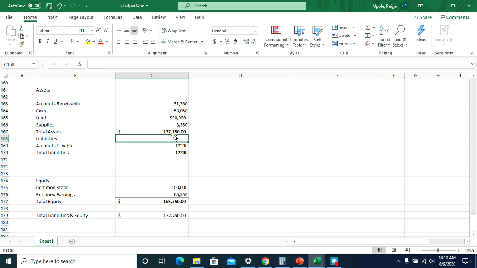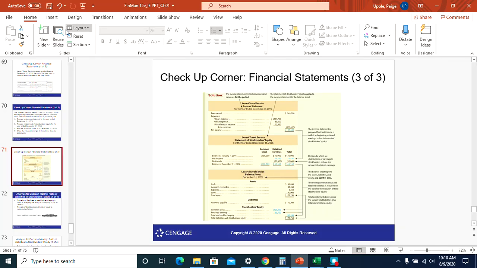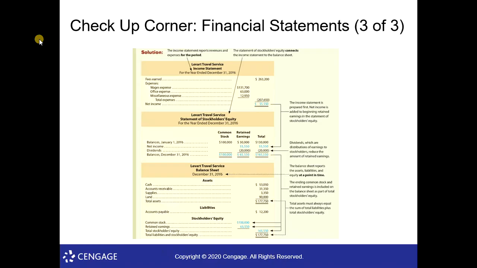And our assets equals our liabilities plus our equity, so we created a true balance sheet that balances, so that looks good. Let's go into our check. I think this all looks correct.